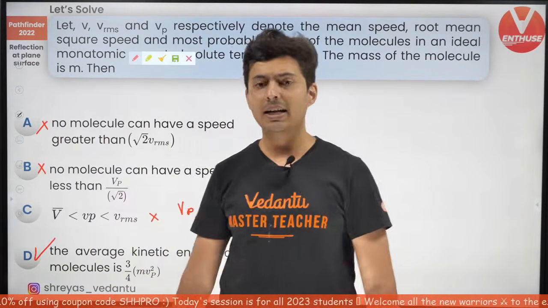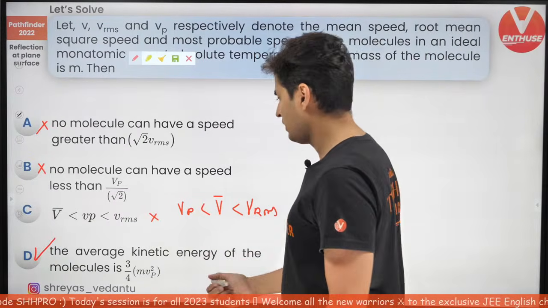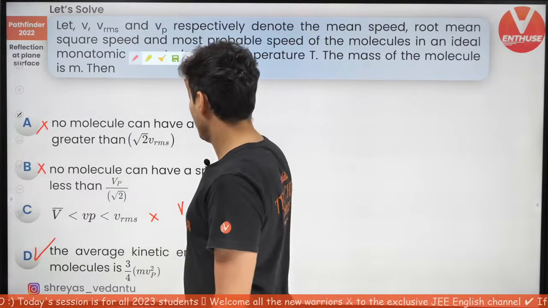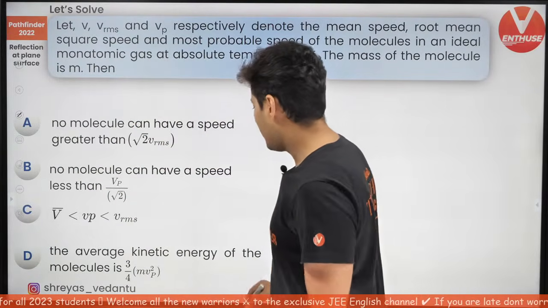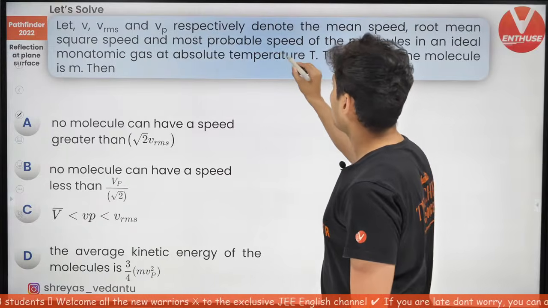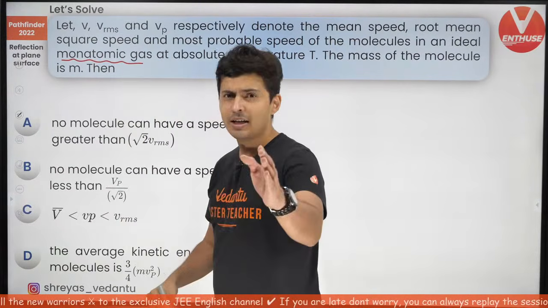Yes, D option will be correct. Now, if you are wondering how can we prove it? Is the average kinetic energy of the molecule 3 by 4 m Vp square? Yes, you can get that easily as well. See, it's a monoatomic molecule. It's mentioned over here, it's a monoatomic gas, right?